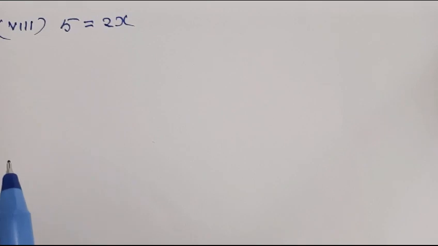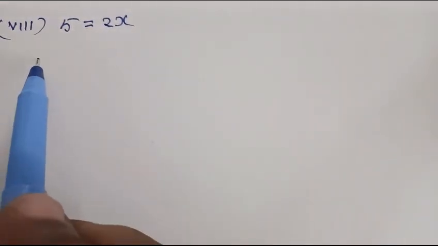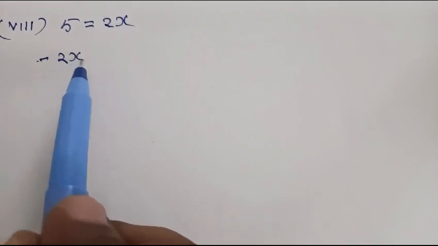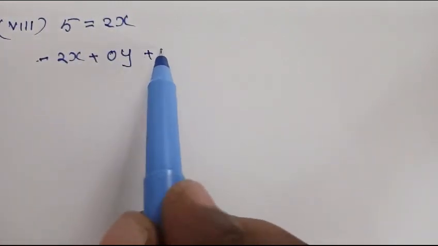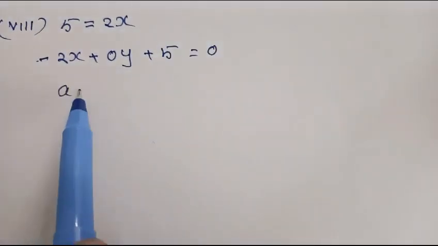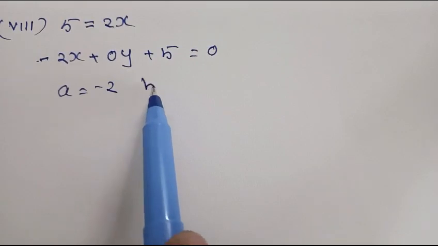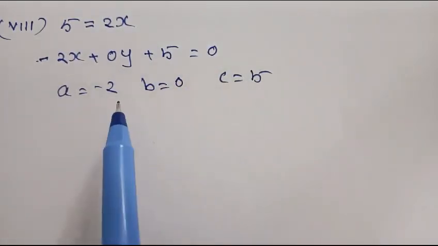Eighth question, 5 equal to 2x. Taking 2x to the LHS, we get minus 2x. The y term is not there, therefore plus 0y, plus the constant term 5, equal to 0. So a equal to minus 2, b equal to 0 and c equal to 5. This is the final answer.